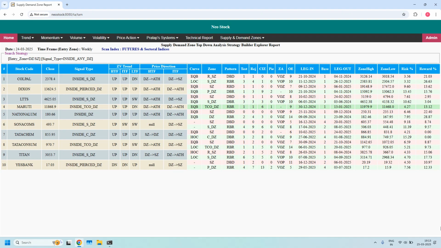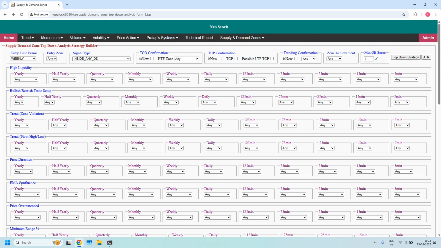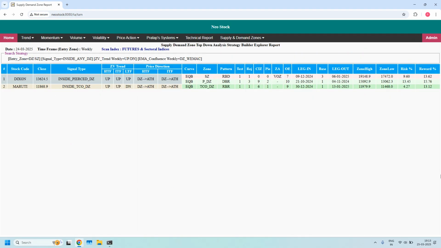We got 10 stocks. Let us check out of these 10 how many are having weekly EMA confluence. At weekly time frame, weekly demand zone having weekly EMA confluence. Trend on the weekly should not be sideways. It can be up or down. With these filters, we got only 2 stocks. These 2 weekly demand zones are having weekly EMA confluence, but both are pierced zones.